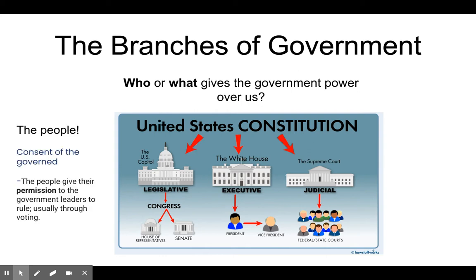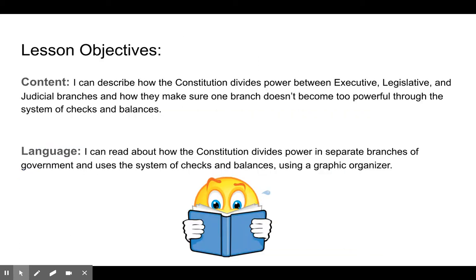Now, the people, so the people living in the United States, give the government power. So we give ourselves the consent to be governed. And that means we give permission to the government leaders to rule. And this is usually through voting. So by voting, we give the power to government leaders to make some choices.